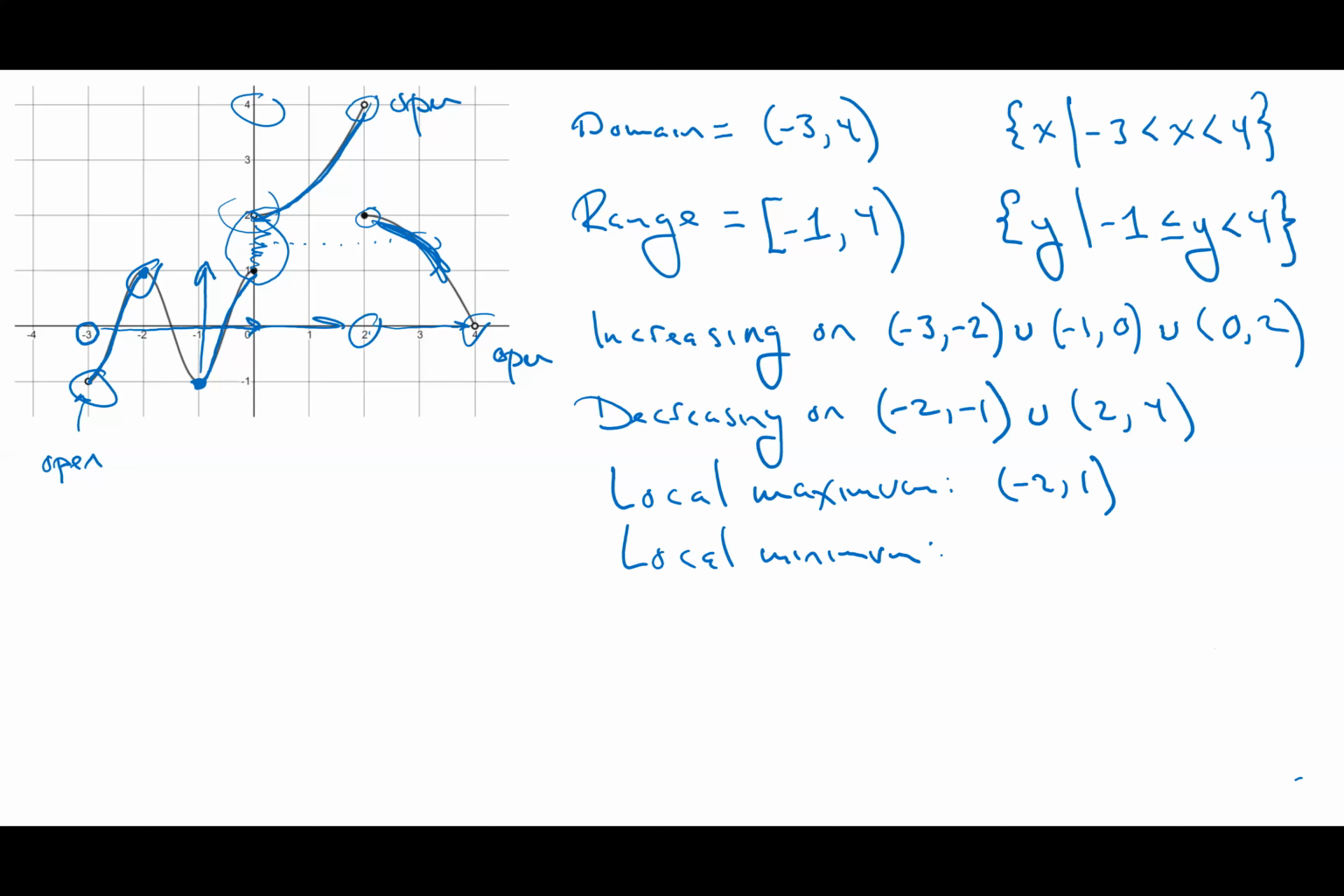Well, looks like there's a local minimum at (-1, -1), right? A low point. Okay. And there are some other wonderful things we could notice. It looks like it's concave down here and concave up here. Okay, there are changes in concavity.